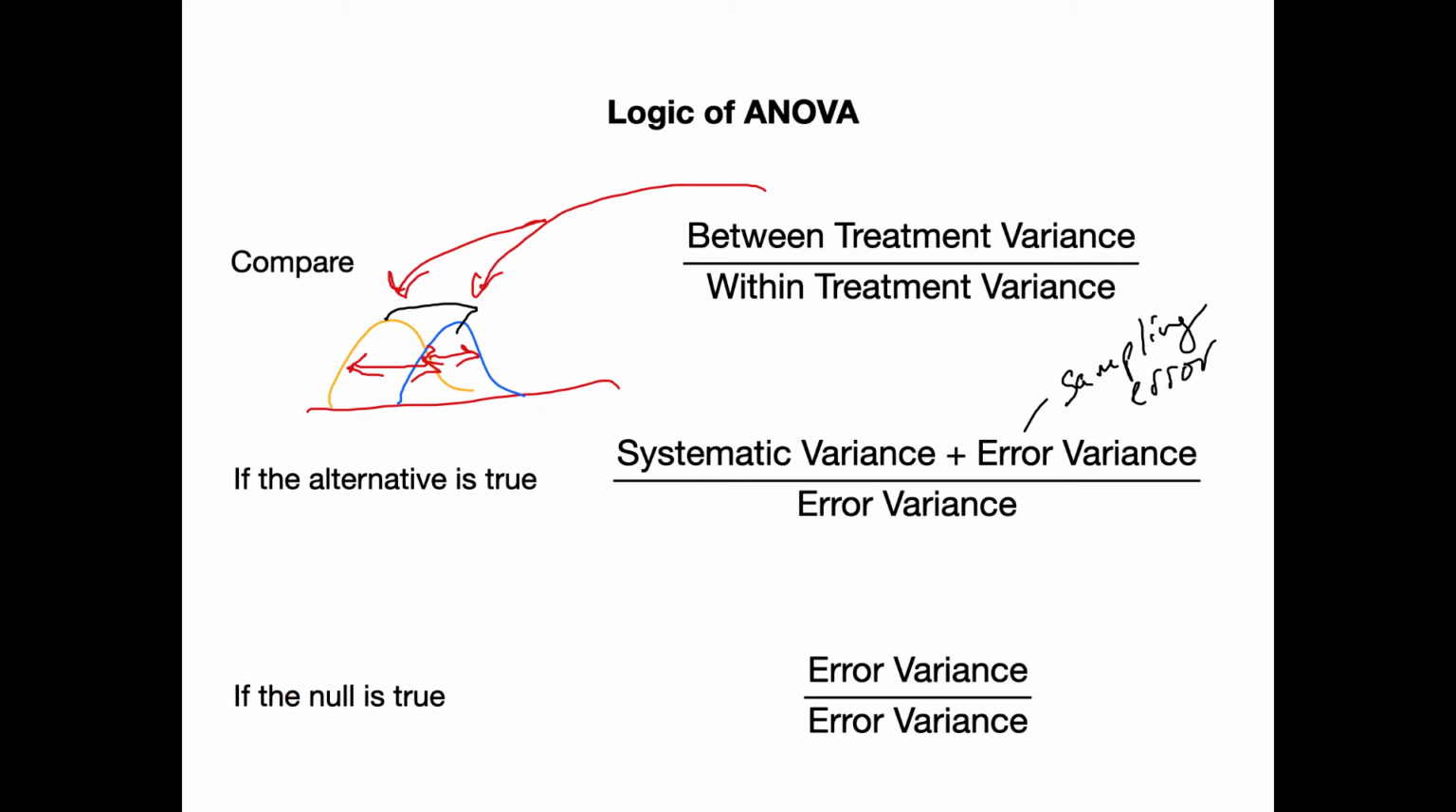If the null is true, then these differences are just simply due to error variability. Even these ones, right? This is still just due to error variability, and this is going to be due to error variability. So if we create this ratio and the numerator is about equal to the denominator, then we're going to assume the null is true. However, if the numerator is bigger than the denominator, then we're going to assume that the null is false, and we're going to reject it.